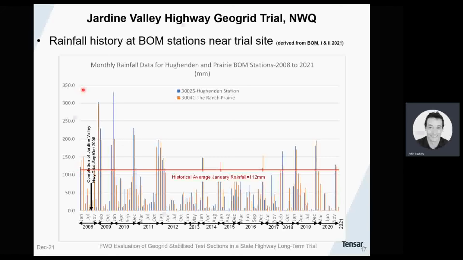Now here is the rainfall history at meteorology stations adjacent to the site. The black arrow here represents the construction of the trial in 2008, and this horizontal red line is the historical average rainfall of the wettest month at these sites, which is January at 112 millimetres. So since construction, there have been quite a few events, and there continue to be high rainfall events near this site. However, I was unable to find any evidence of major inundation at the exact location of the trial.